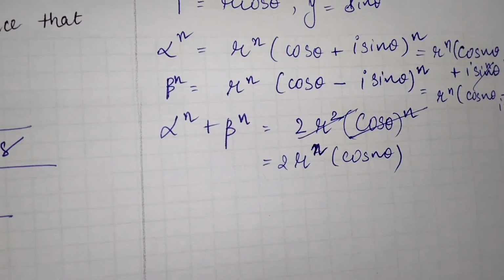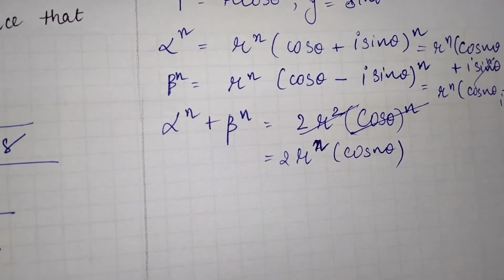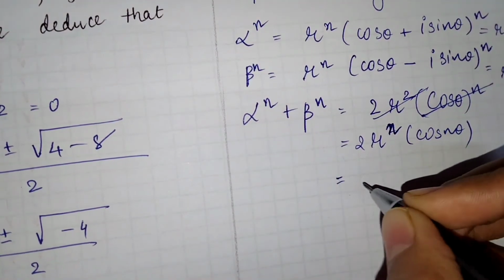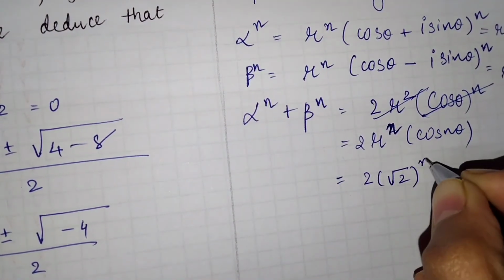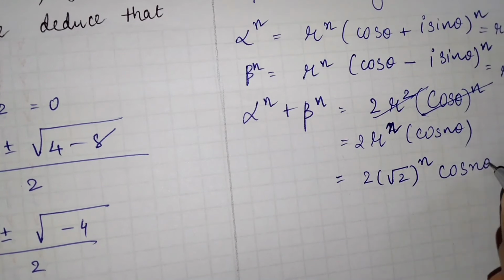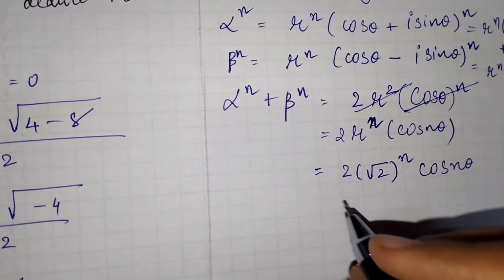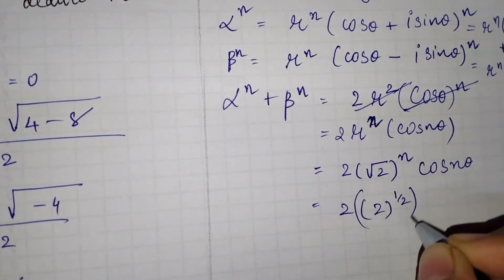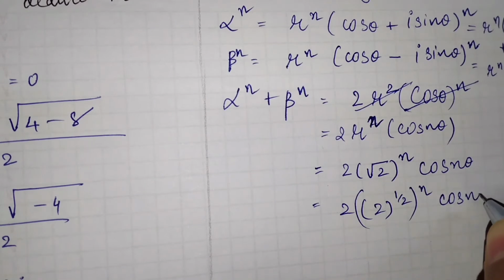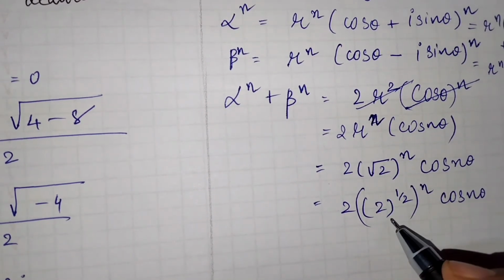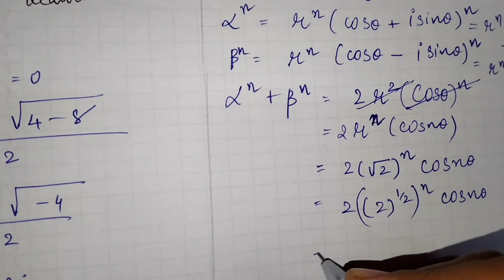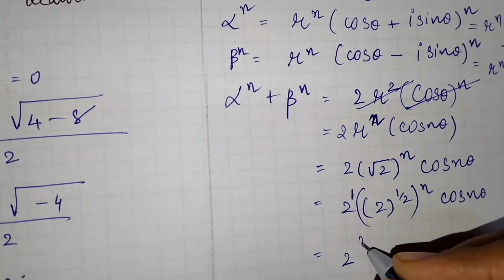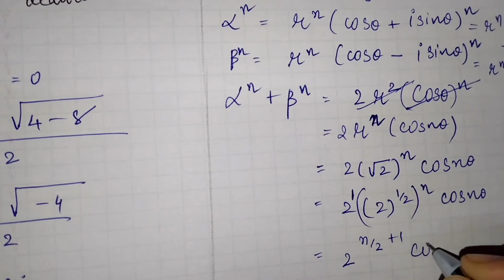Okay, but we know the value of r. We find that r is under root 2. So in place of r, you have to write under root 2 raised to n cos n theta. If we simplify it further, you can write 2 raised to 1 by 2, whole raised to n, cos n theta. Under root 2 can be written as 2 raised to 1 by 2. So here there is 1 and here there is n by 2. So you can write 2 raised to n by 2 plus 1, cos n theta.